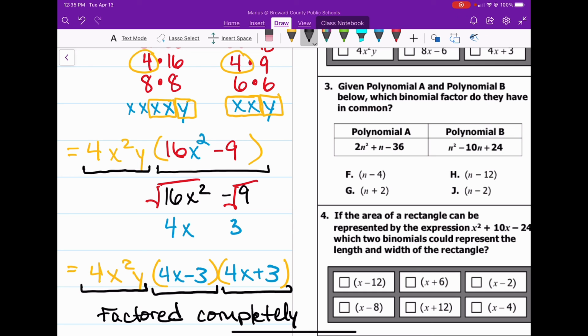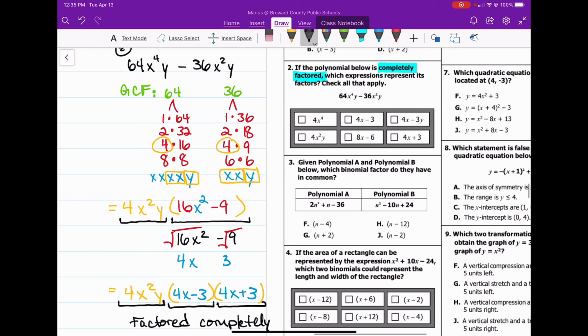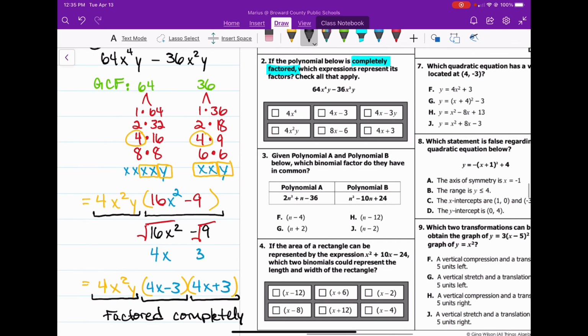Now we just need to go back to number 2, the answer choices, and take a look. Number 2 says check all of them that apply when it's factored completely. Well, 4x squared y is right here, so we'll check that box. 4x minus 3, check. And 4x plus 3, check.